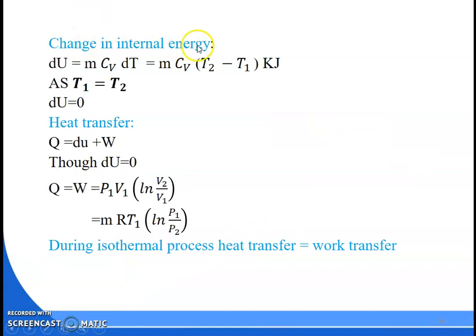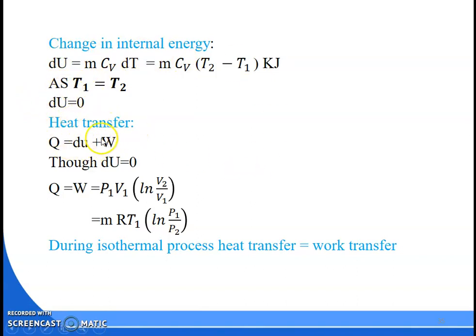So what is the change in internal energy? That is the same for all gases. dU is equal to m Cv dT, so m Cv (T2 minus T1). Though T1 is equal to T2, dT is equal to 0. So dU is equal to 0. So the change in internal energy for the constant temperature process is 0.